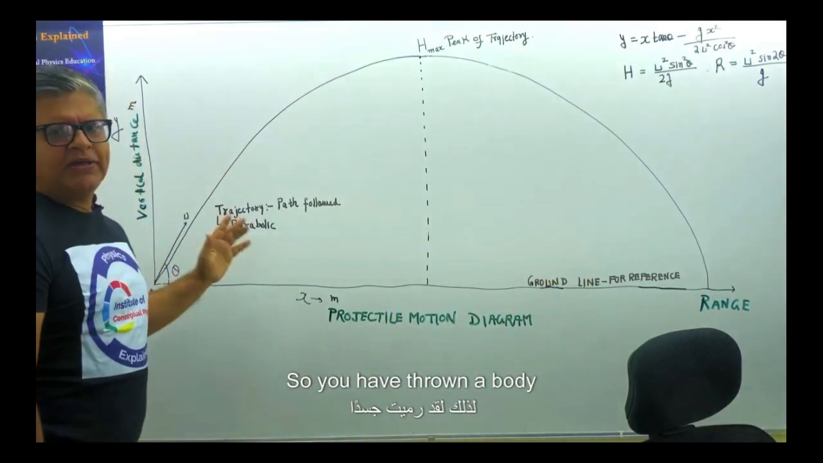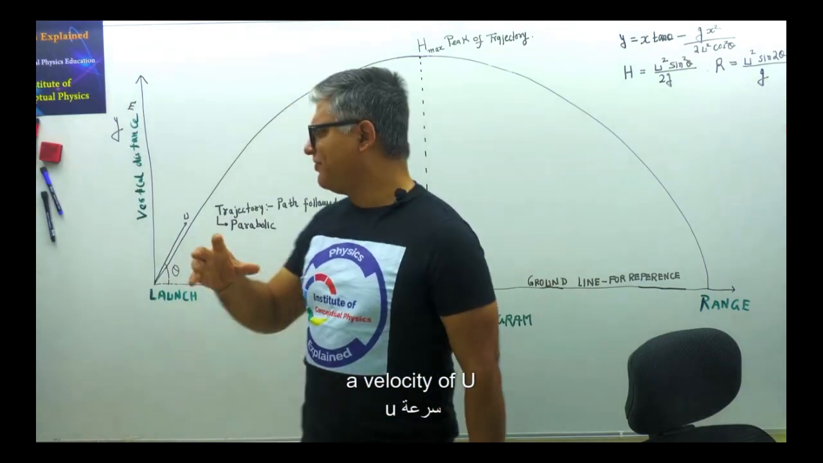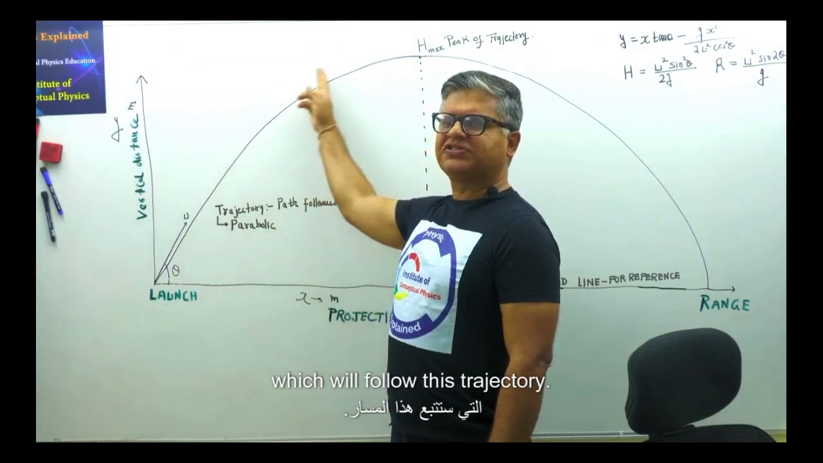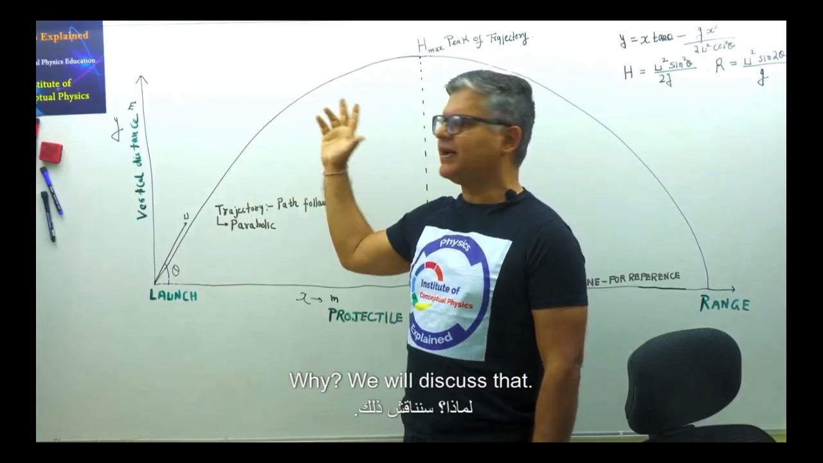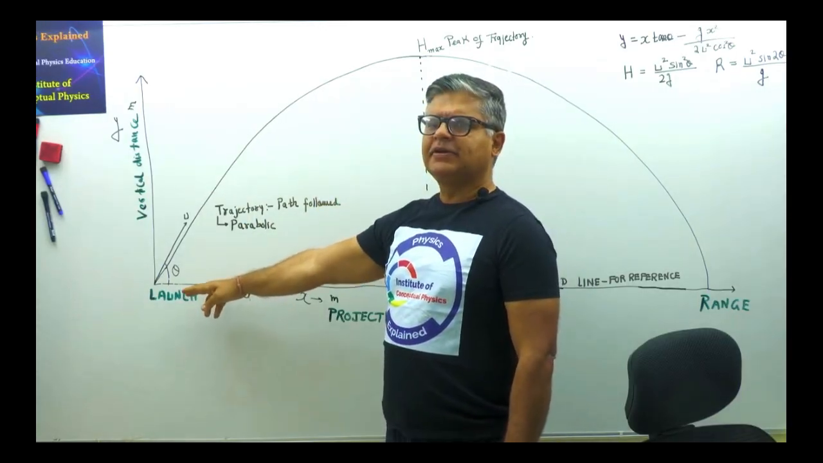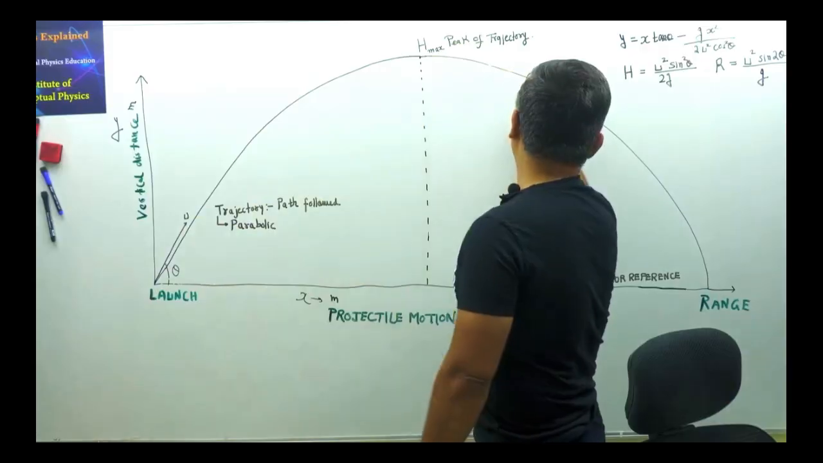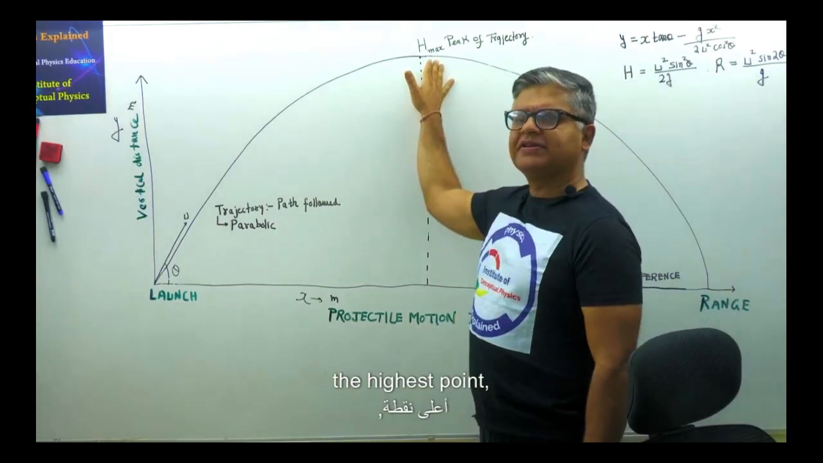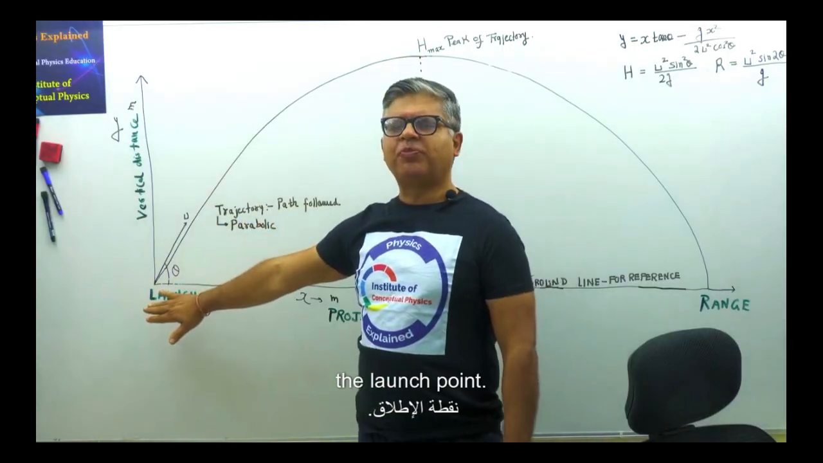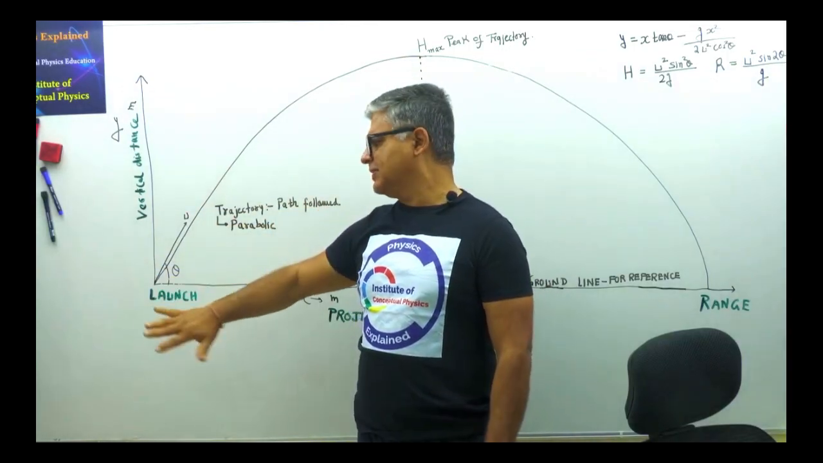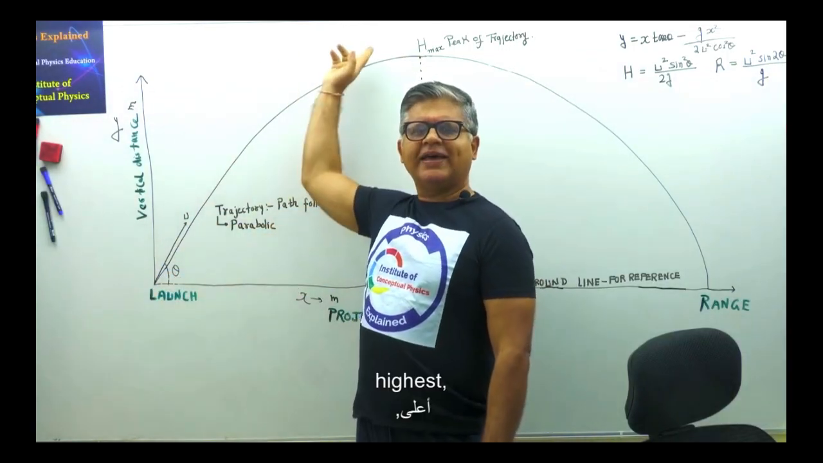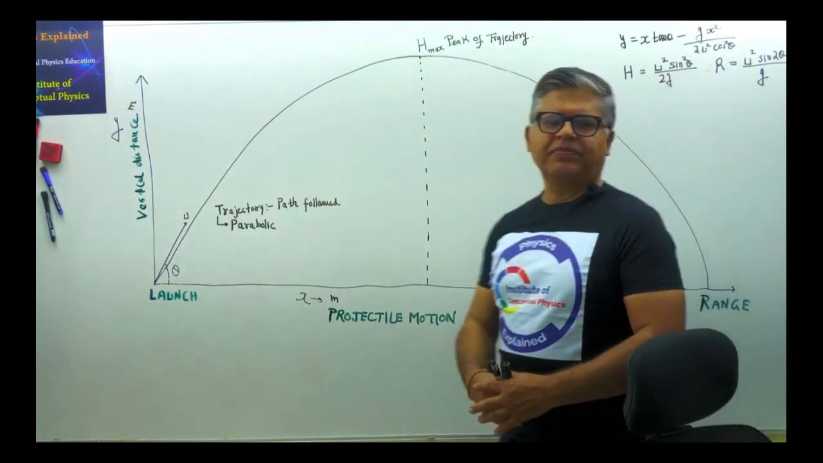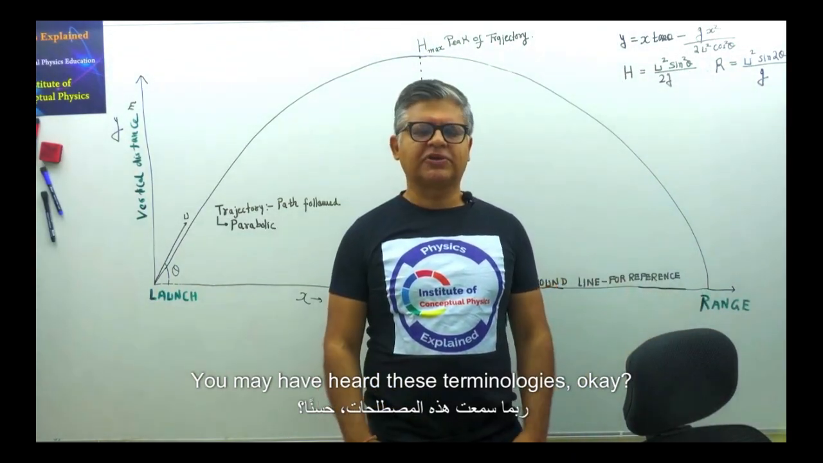So you have thrown a body with a velocity of u at an angle theta, which will follow this trajectory. Why? We will discuss that. And it will reach some points on the trajectory: the farthest point, the highest point, the launch point. So you can see three crucial points: launch, highest, and farthest. You may have heard these terminologies.